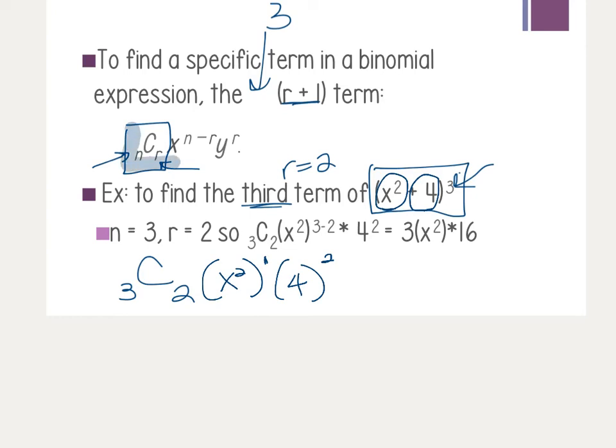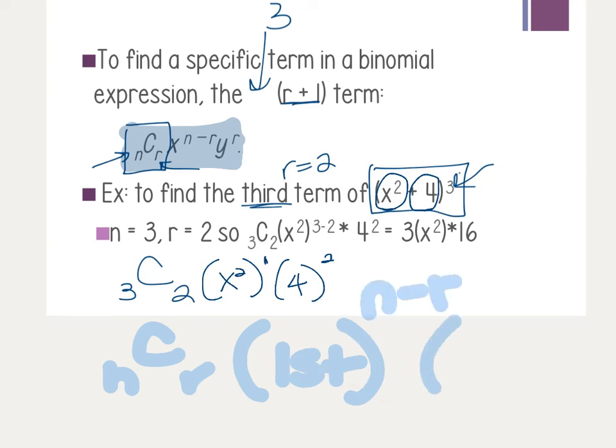So from this, if you could memorize this, it'll make your life so much easier. The first thing you have to know is r is always 1 less than the term you're on. And then to find your coefficient, you would do the n and the r. The x, which is really just your 1st term, so don't let the x confuse you. This is really n, our 1st term to the n minus r, and 2nd term to the r. That's really what it is.